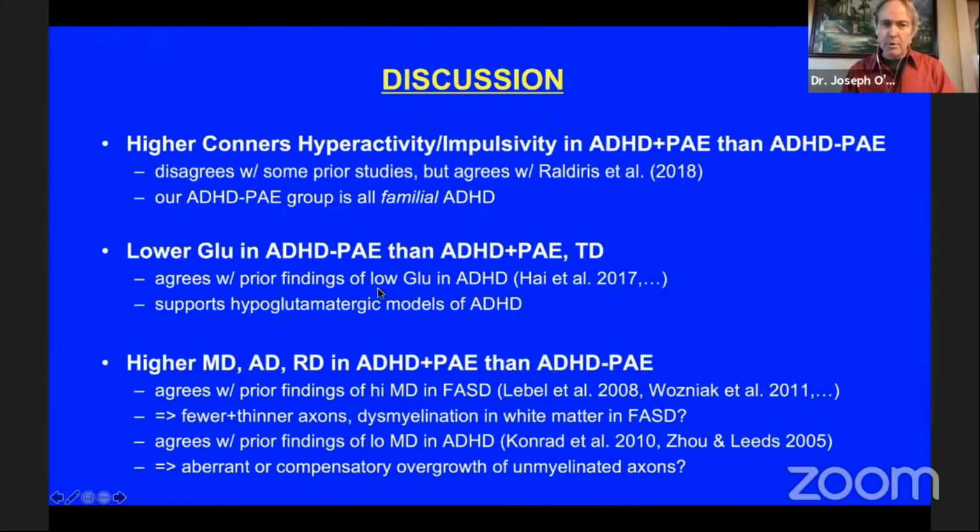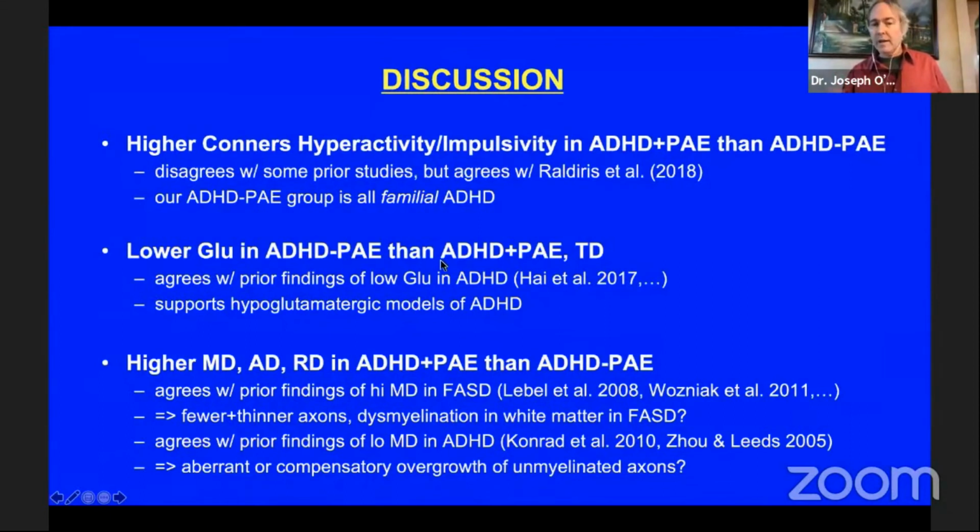So to discuss these findings, we had higher Conners hyperactivity, impulsivity in ADHD+PAE than ADHD-PAE. That disagrees with some of the prior studies, but it does agree with the most recent study. The disagreement with the prior studies might have to do with the fact that our ADHD-PAE group is all familial ADHD, whereas the other studies did not make that distinction that I'm aware of.